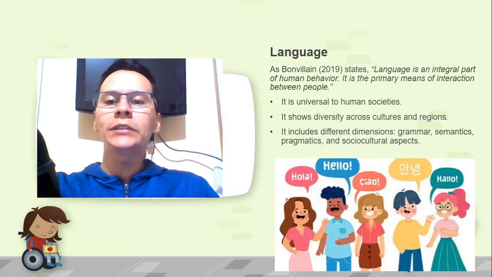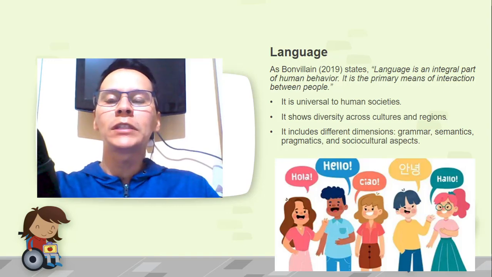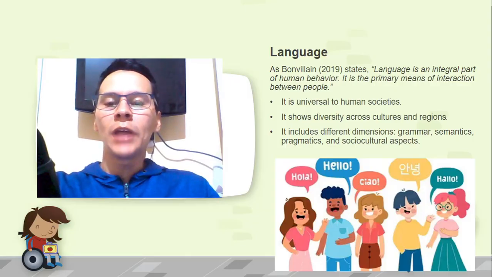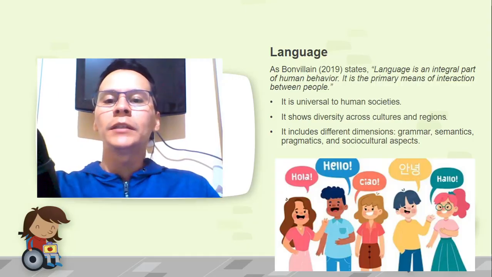The language is the overarching system of human communication. It's composed of symbols, sounds, and rules that work together to convey meaning and facilitate understanding. As Bonvillian 2019 states, language is an integral part of human behavior. It is the primary means of interaction between people. This idea reminds us that language is not just a tool, but a central element of human existence.